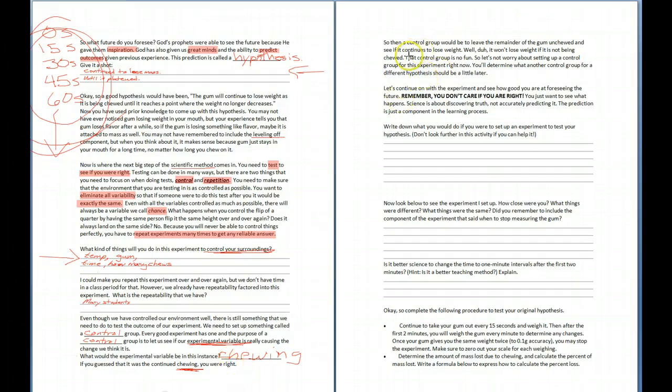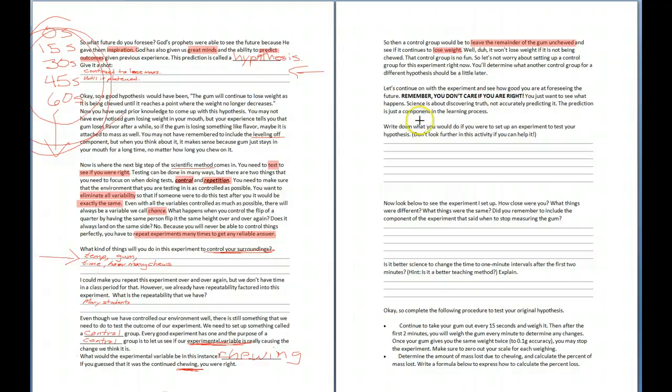So what does that mean a control group would be? Well, a control group in this case would be to leave the remainder of the gum unchewed and see if it continues to lose weight. All right, sorry, but that's a little silly. I think we all know from previous experience that if we're not chewing gum, it's not losing weight. This is not a control group that we really need, so let's not do a control group for this particular experiment. Later on in this lab, we'll do another control group that will add on to that.